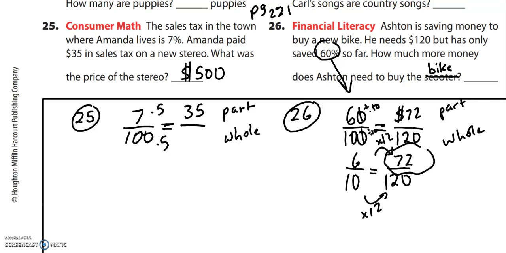How are we going to figure this out? Well, we're going to take the total price of the item, 120, and subtract how much he has saved so far, and the difference is how much he still needs. So I'm going to borrow properly. I'm going to borrow from this 2, making it 10. 10 minus 2 is 8, and 11 minus 7 is 4. The answer is $48. Ashton still needs $48.